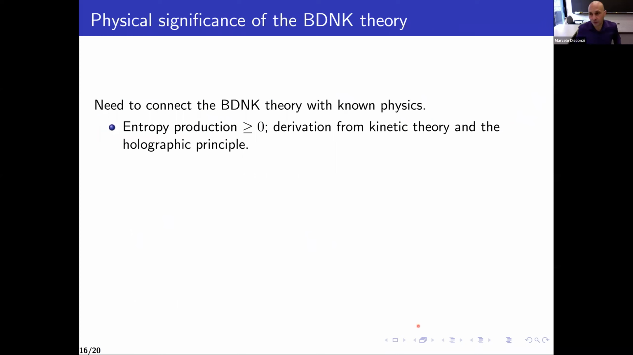Okay, so then the question is, you have this BDNK theory that has all these mathematical properties, but is that just mathematics, or is there some physics, right? We need to connect BDNK with physics. And we can do that. We can show that the entropy production is non-negative. This statement has to be interpreted in its proper context. I can comment more about that later if you want, but that's essentially true. The BDNK theory can actually be derived from kinetic theory, so there's a microscopic foundation for it. And it can also be derived from this thing that physicists like, the holographic principle.